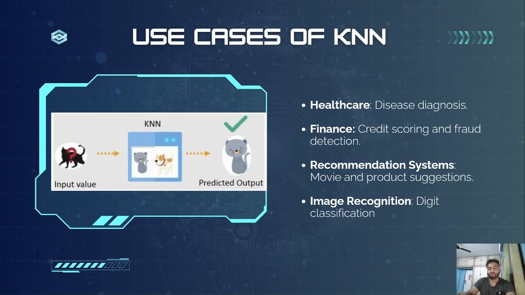KNN is one of the most versatile machine learning algorithms and has been applied successfully across a variety of domains. In healthcare, KNN is used to diagnose disease based on patient symptoms and medical test results. In finance, it helps in credit scoring, fraud detection, and identifying loan risks. In recommendation systems, KNN helps us suggest movies, products, or music based on user preference and behavior. In image recognition, especially in early days, KNN was heavily used to recognize handwritten digits like the MNIST dataset. The takeaway here is, whenever you have a labeled dataset and a new observation to classify or predict, KNN is often a reliable starting point.